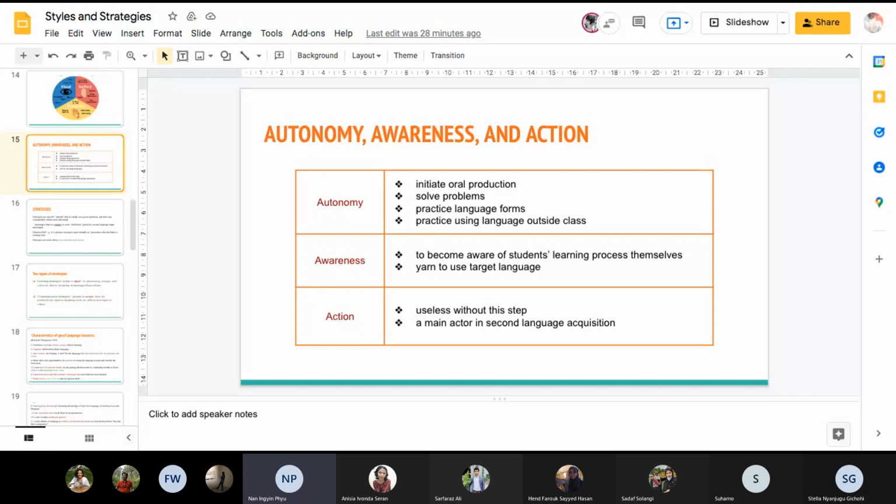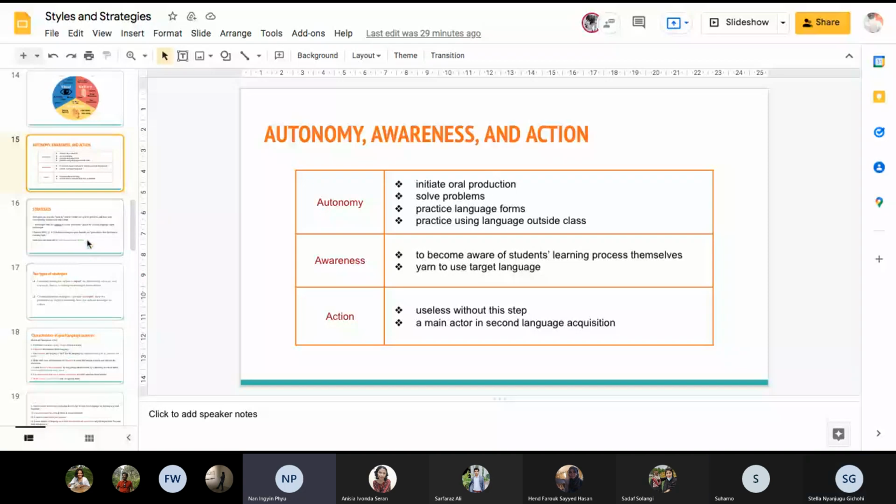And then the action is the really important one. Action means you need to use it physically or mentally. Even if you are learning a language, whether a foreign language or second language, whatever language it is, if you don't use it, it may affect second language acquisition. So among these three, the action step is the most important. But to be able to act, of course, we also need awareness and autonomy. That one is going to be enforced by the teacher. So these three steps are also really important.